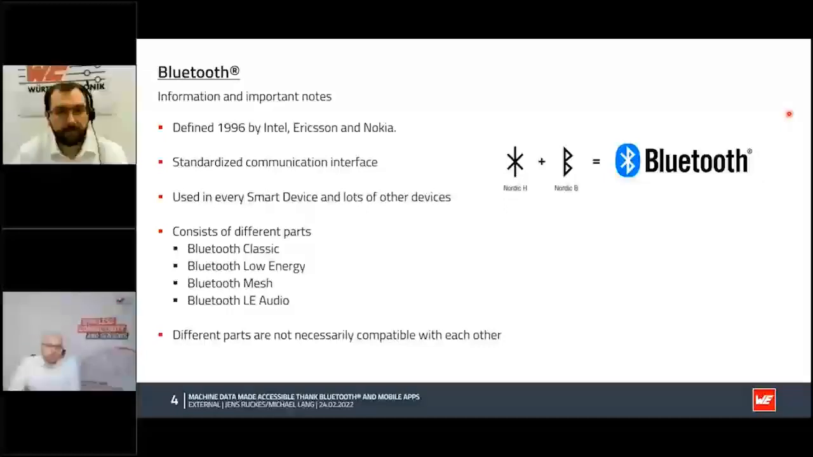Bluetooth consists of different versions. You could say different standards because they are not compatible with each other. So there is Bluetooth Classic, Bluetooth Low Energy, Bluetooth Mesh, and LE Audio, and they are quite different things, and you cannot easily connect one to another or cannot do it at all. It depends.